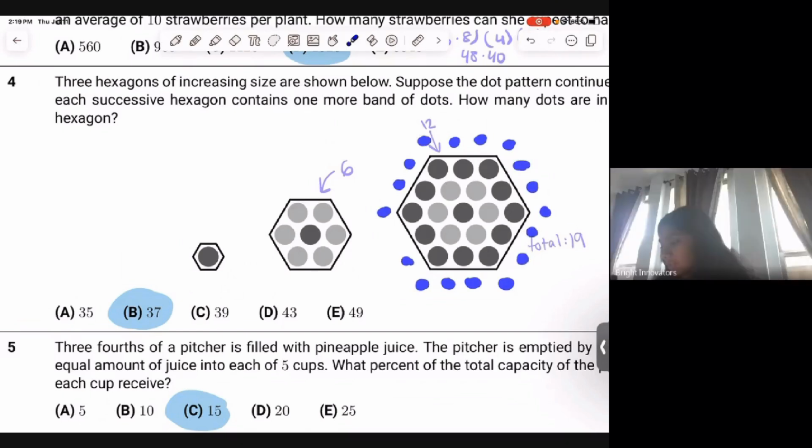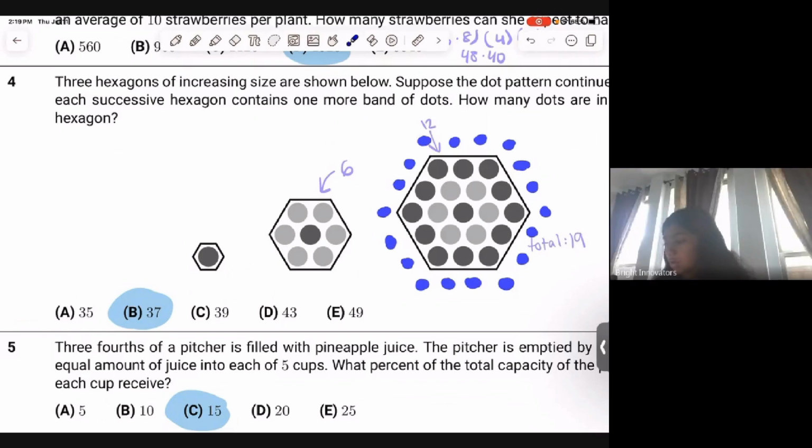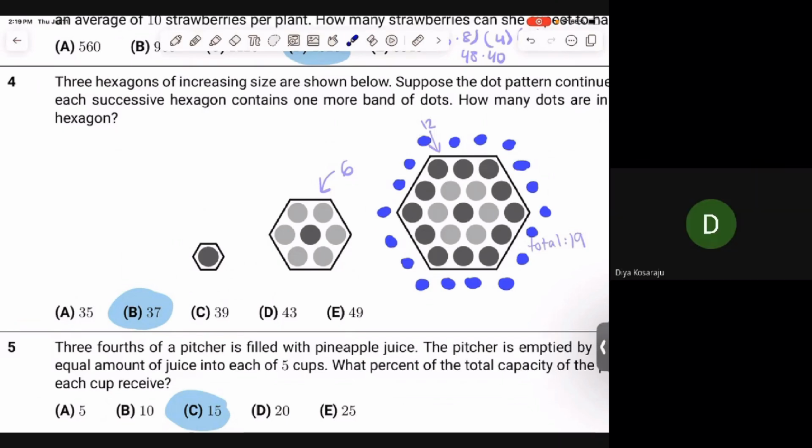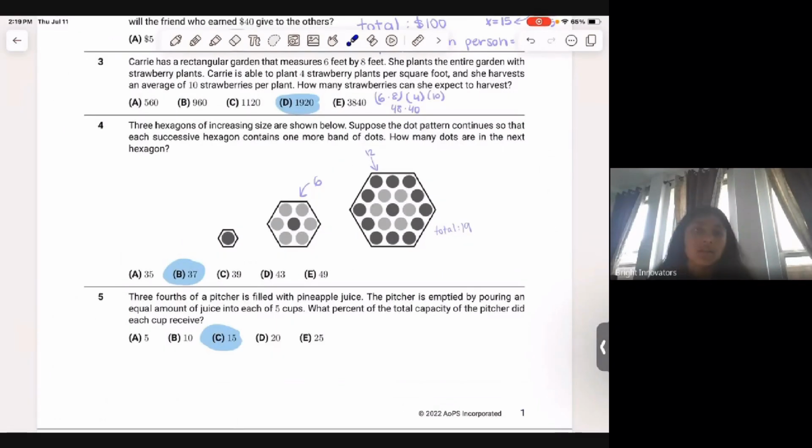Yeah. Like that? Okay, and then if you add them all up, that's 18, right? On the outside? Yeah, it's 18. And then since there's already 19 in the middle, then it's just 19 plus 18, which is 37. So the answer for that is B.